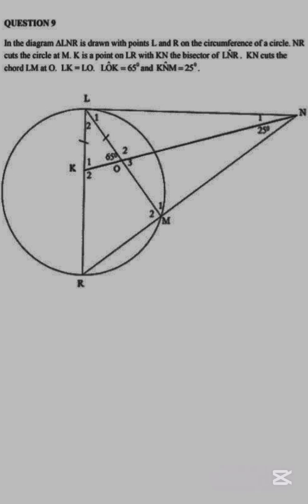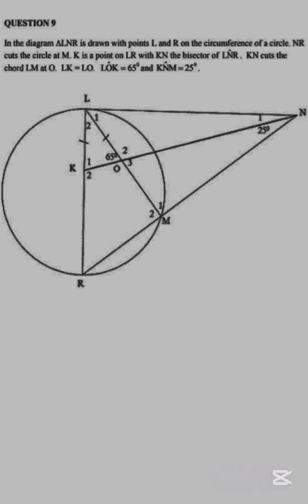On our diagram, we are told that KN is the bisector of angle LNR. To bisect means to divide something into two equal parts. KN divides angle LNR into two equal parts. So, angle N1 is also equal to 25 degrees.